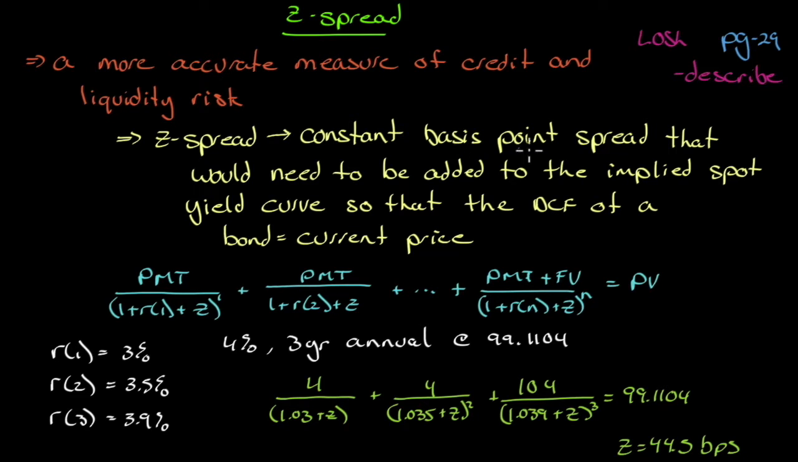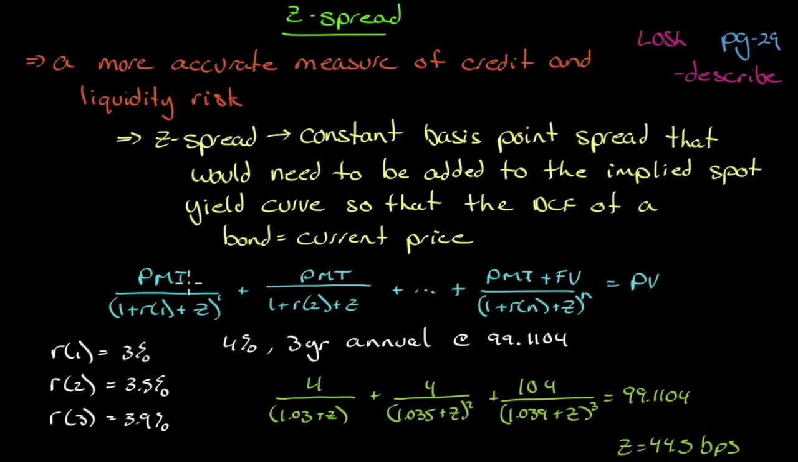It is a constant basis point spread that is added to the implied spot yield curve. That is your denominator, so that the discounted cash flows of a bond equal its current price. So here's what it looks like. Let's just start with Z equal to 0. Let's say that there is no spread.